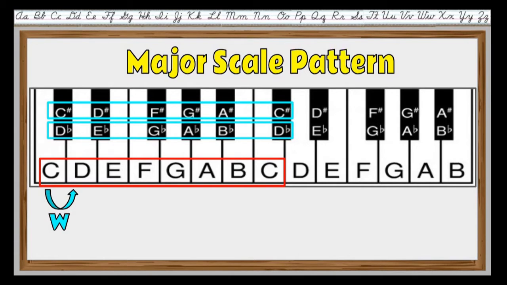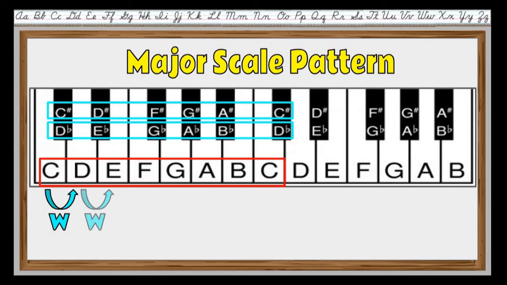White key to white key is whole step, since white key to black key is half step and black key to white key is half step. Half step plus half step is equal to whole step. But remember, we only do this if there is a black key between 2 white keys. But if there is no black key between the 2 white keys, then it is half step.